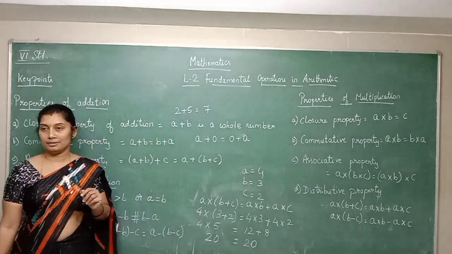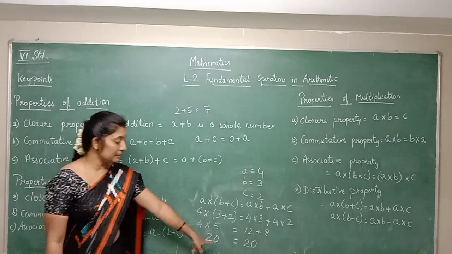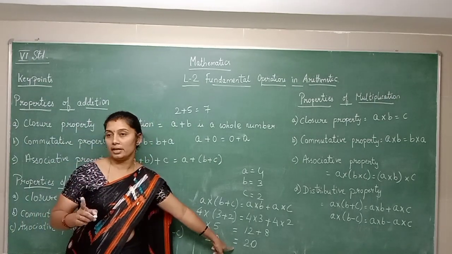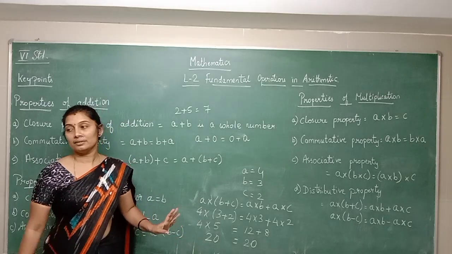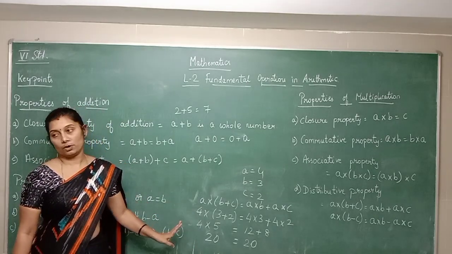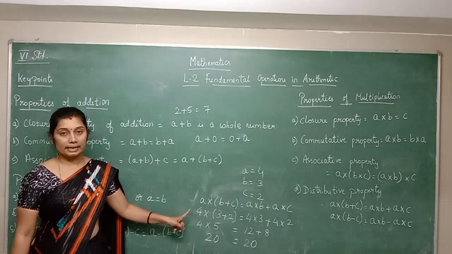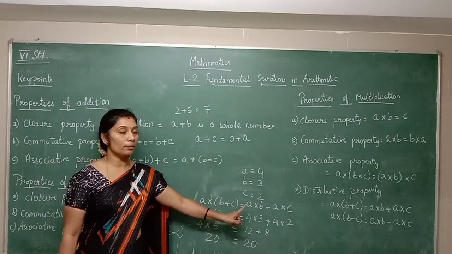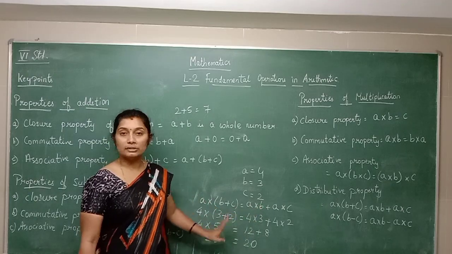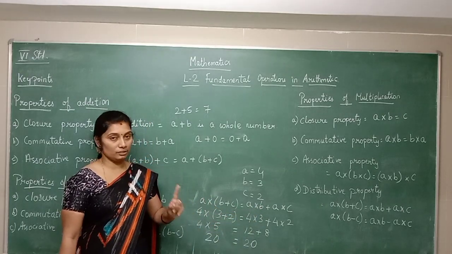Got it? When you solve, when it is saying equal, you should get an equal answer only. Here if you get 18 and here you get 20, your answer is wrong somewhere. When you are putting the numbers, it is wrong. So always remember A into B plus C will be equal to A into B plus A into C. This is one property of distributive.